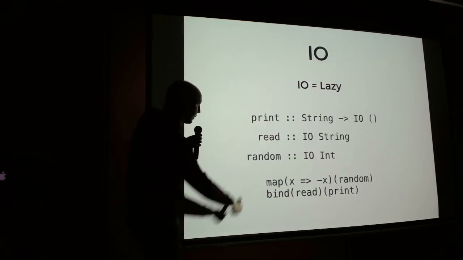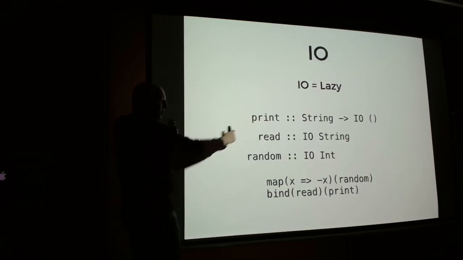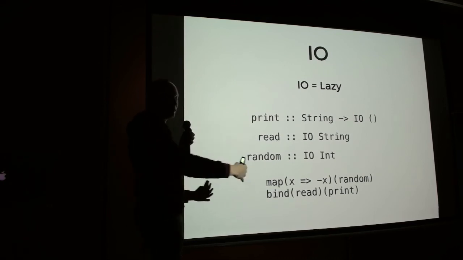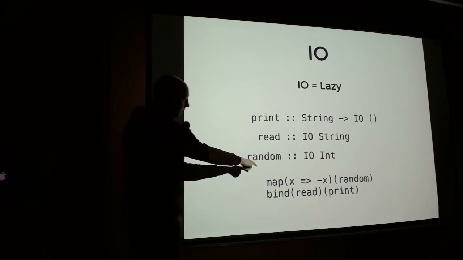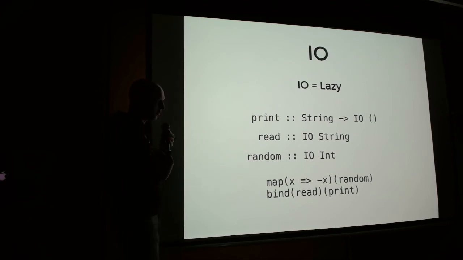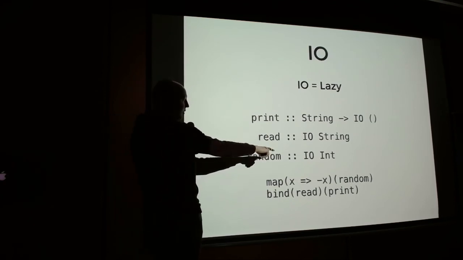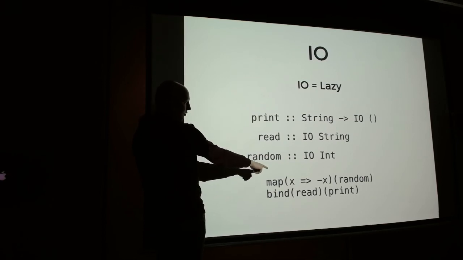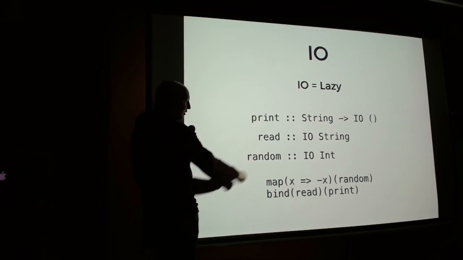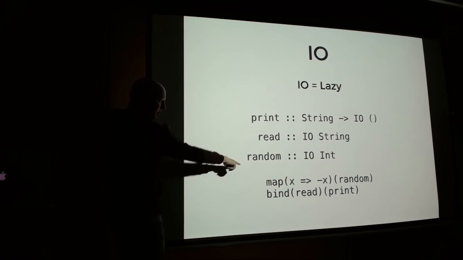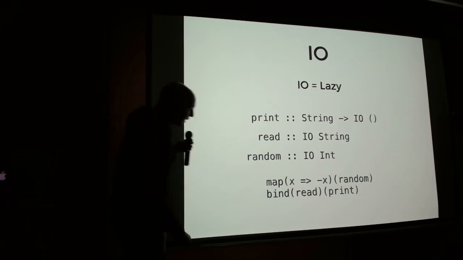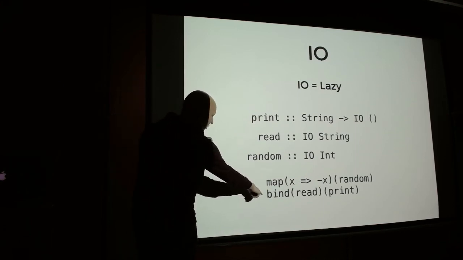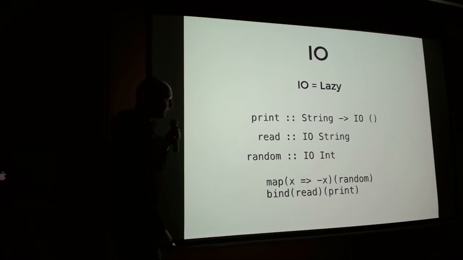So by doing that, now we can map functions over lazy values without evaluating the lazy values, right? So we can, for instance, invert a random number before getting it, right? So we had a random number, then we just went from x to minus x. So now when we evaluate this computation, we'll get the negated number.